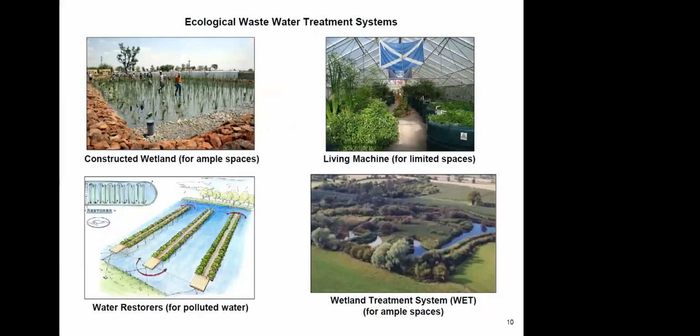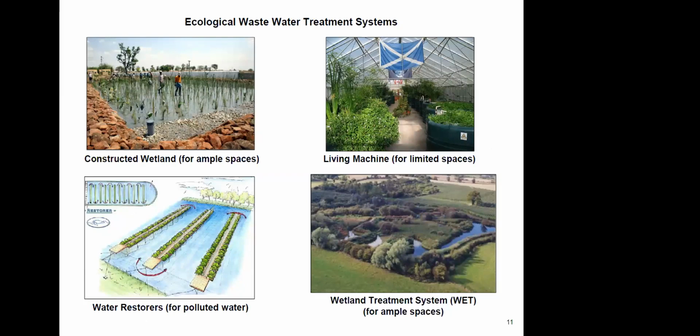Anyway, going back to how do we deal with the black water? So we've got the solutions here. Constructed wetlands for areas with ample space, living machines for areas with limited space. If you've got a huge amount of space and you want to integrate it within wetlands, you come up with a wetland treatment system. And if you've got a body of water that's polluted, you can do what's called water restorers or lagoon restorers.